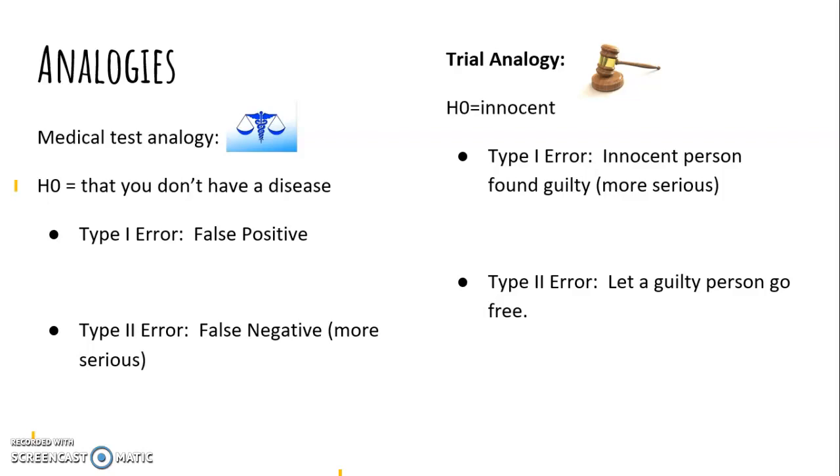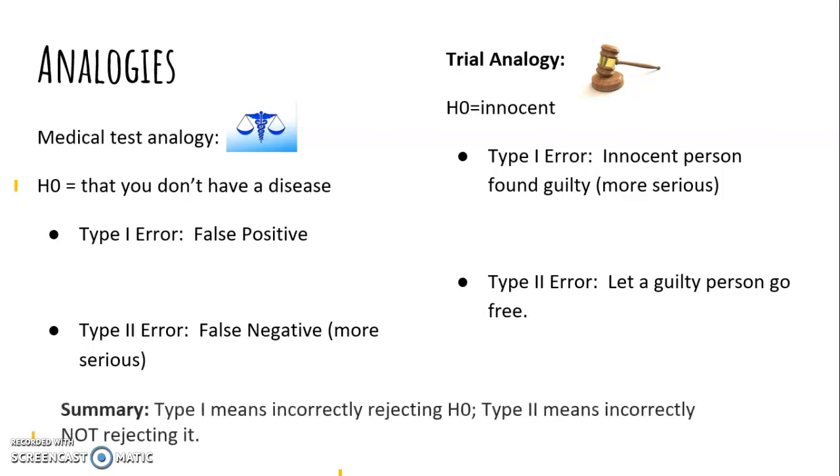But anyway, there are those analogies. A type 1 error is when you reject the null but shouldn't. A type 2 error is when you fail to reject the null but should not.